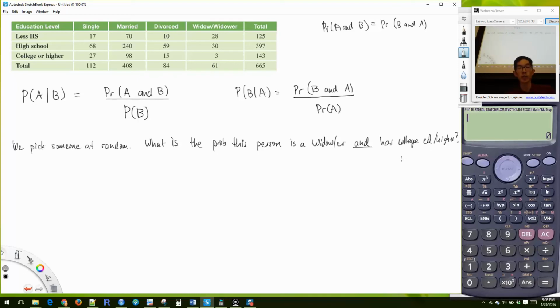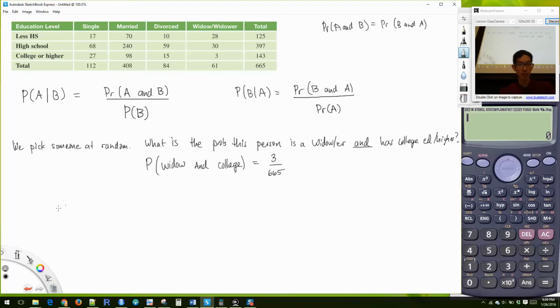We would write this as, how would we write this? I'd write P of widow and college. And what's our answer here? 3 divided by 665.